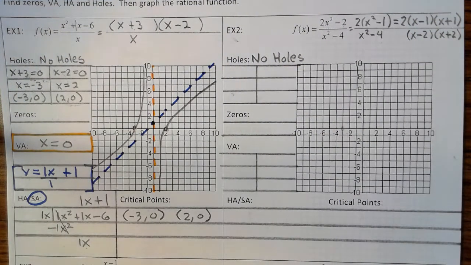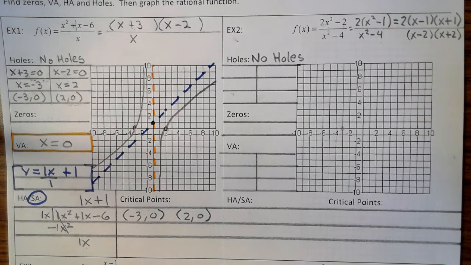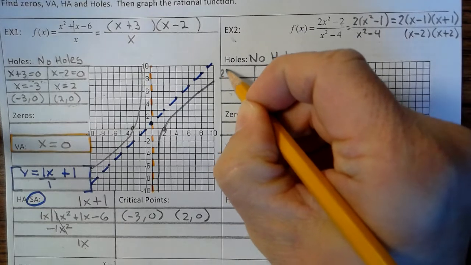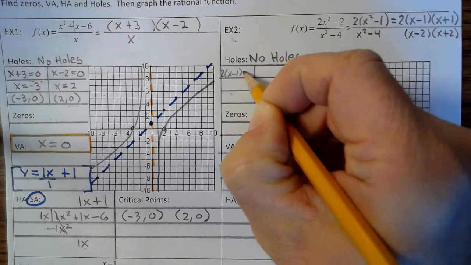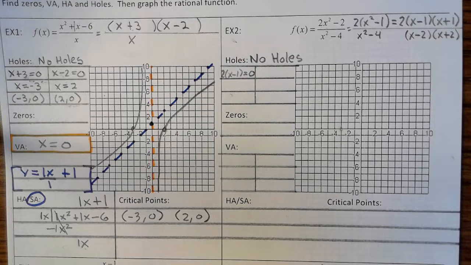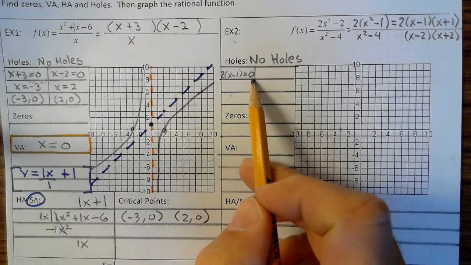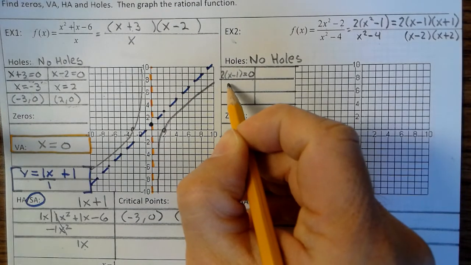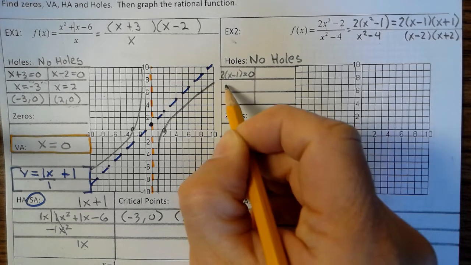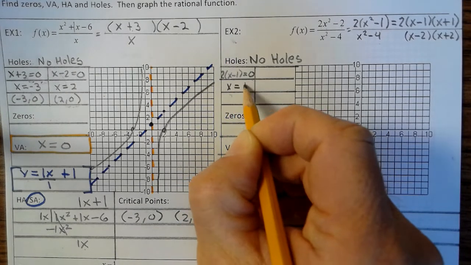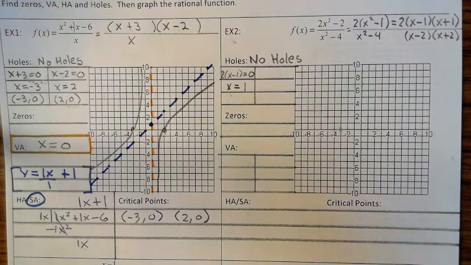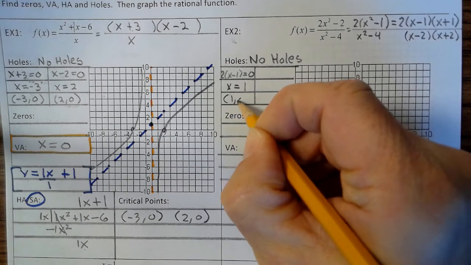Okay. Now, we set the numerator equal to 0 and solve for x. So that's 2 times x minus 1 equal to 0. Now here we divide both sides by 2. That leaves x minus 1 equal to 0. And then you just add 1 to both sides, so x equals 1. So we have a 0 at 1, 0.